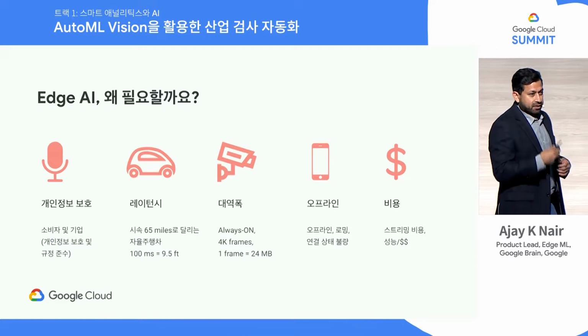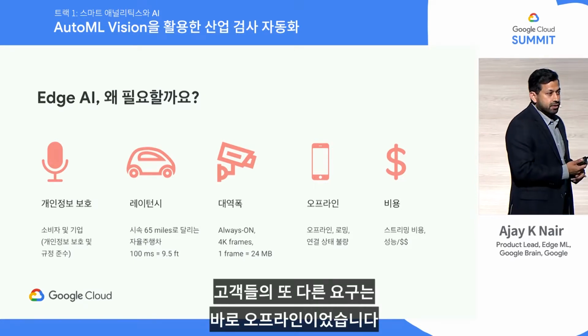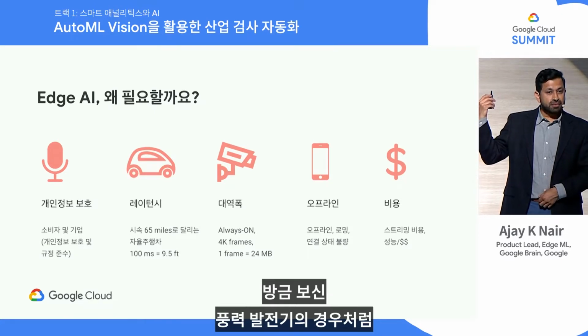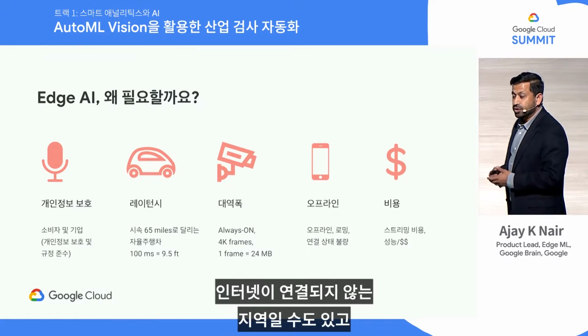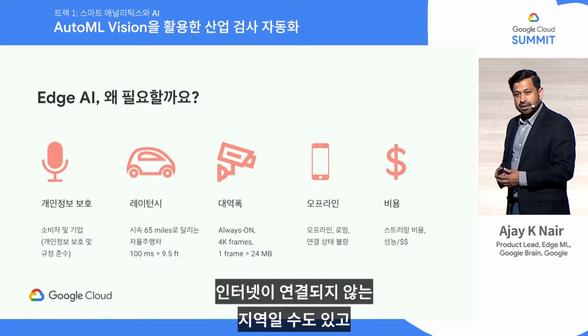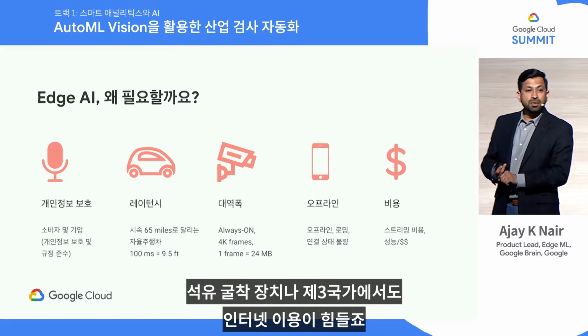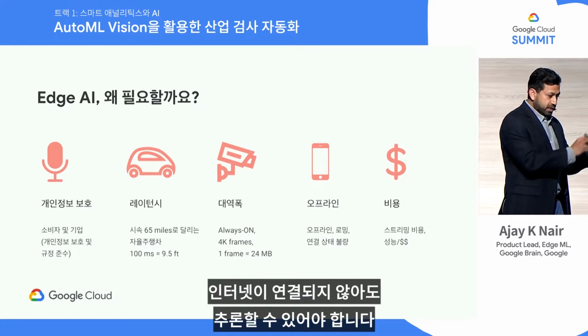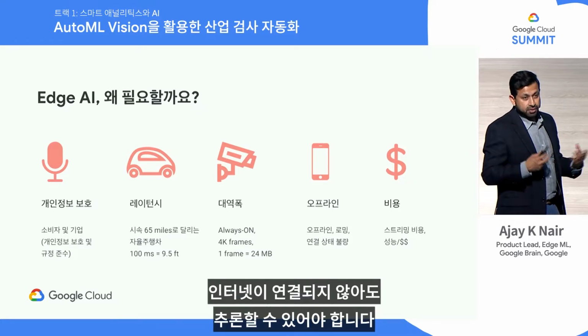Another need that customers came to us with was the need to be offline. For example, the wind farms that we saw, right? They might be in geographies where there's no internet connectivity, or there are oil rigs, or third world countries where internet is not available all the time. So you need to run inference locally without any connectivity to the cloud. That was another use case.